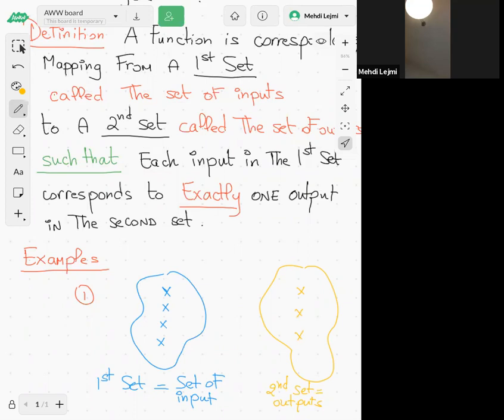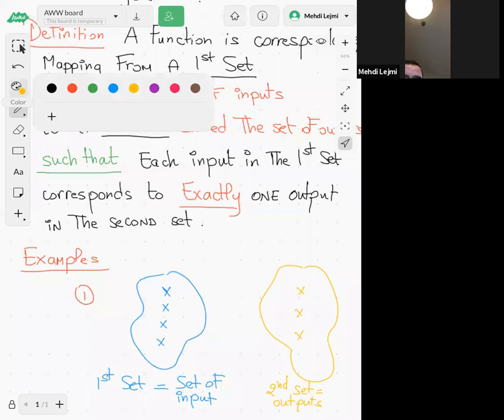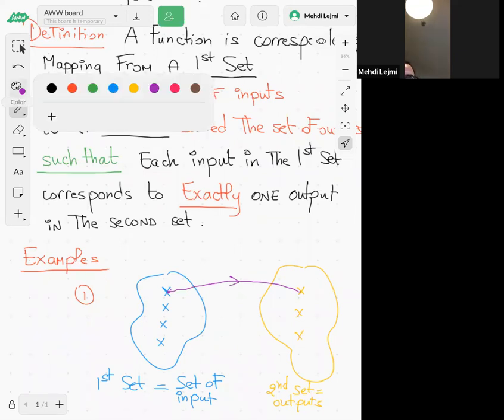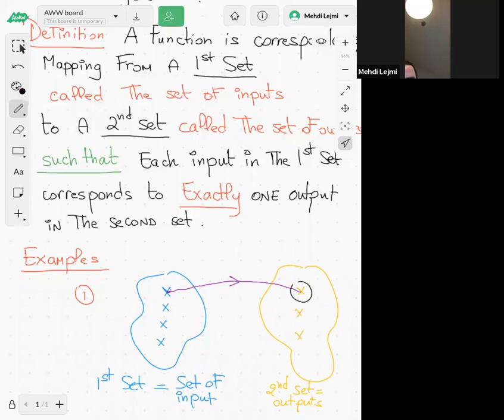All right, and now what I'm saying is, we have a correspondence between the two sets. So what does it mean to have a correspondence between the two sets? Well, it means that you associate to each point from the first set a point in the second set. So for example, let's say this point here, I'm going to associate to this point this one here. In other words, this point here is the image of this one here.